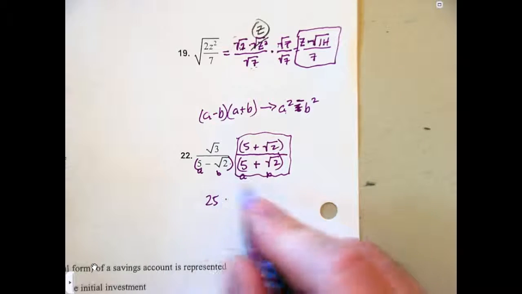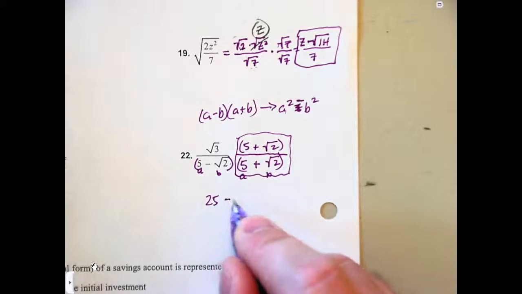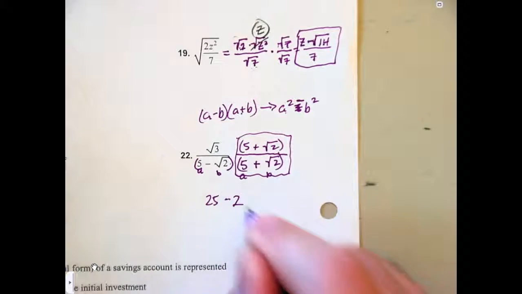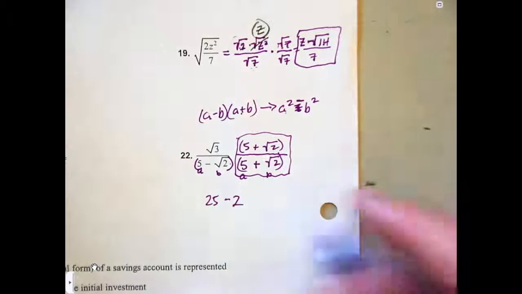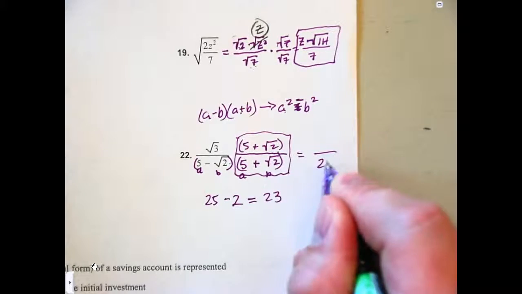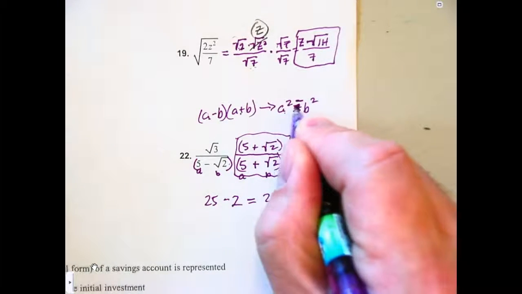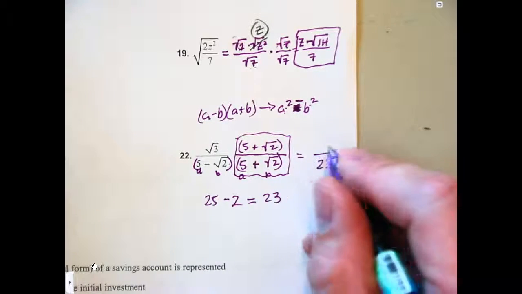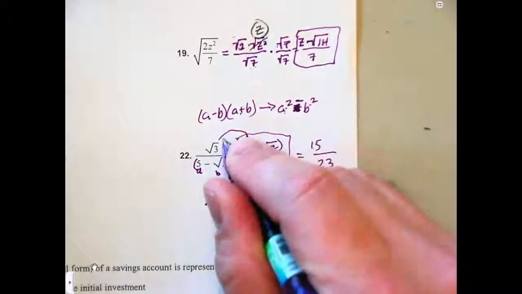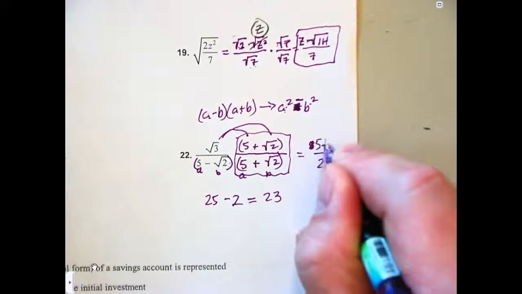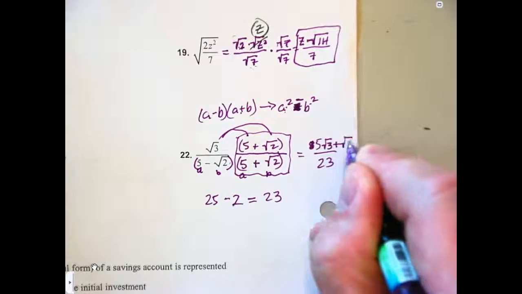Okay, we're going to go ahead and this will be negative root 2 squared, which is root 2 squared, which is 2. Okay, and then 25 minus 2 is 23. So the bottom becomes 23. Make sure you make that change there. That shouldn't have been a plus sign. That's the difference of two perfect squares. Okay, and on the top, we get 5 root 3 plus root 6.